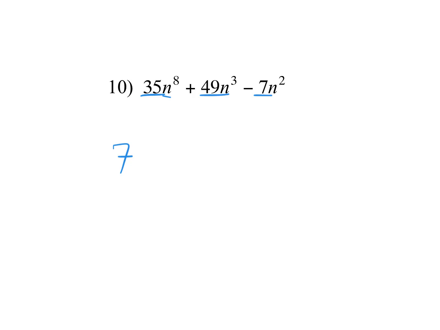Now, what about n to the 8th, n to the 3rd, and n to the 2nd? There's 2 n's, good. So 7 n to the 2nd. And then in parentheses is going to be whatever's left over when you take these factors out. If I take out a factor of 7 from 35, what do you get after you divide that? 5, good. And then what do you get after you take out 2 n's from 8 n's?